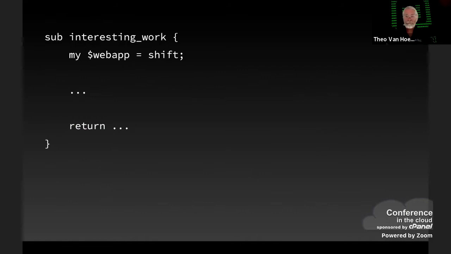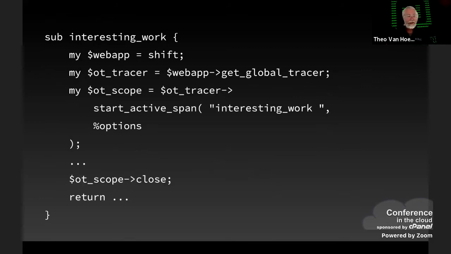Well, okay, let's expand this a little bit. It needs some room for some code, and add some code into it. It's a lot of boilerplate. It's like your interesting subroutine. You need a tracer. You will get that from the get global tracer. And then you will have your OpenTracing start an active span with a nice name of interesting work, add some options, and return that and save that in your scope variable. Then you do some work inside your subroutine, and at the end you call close on that scope. And you'll be done.